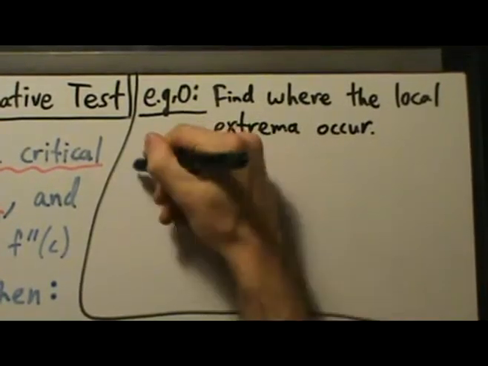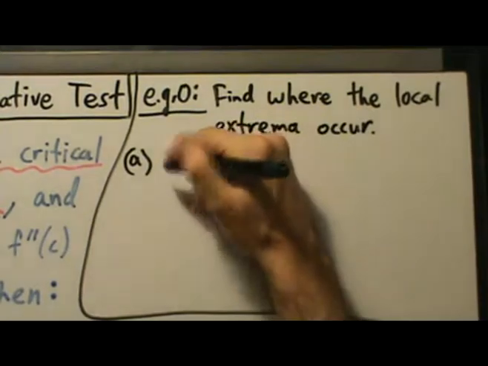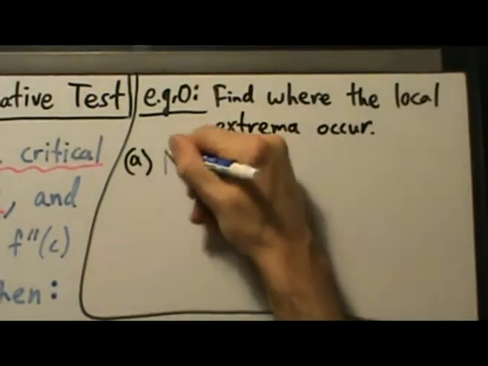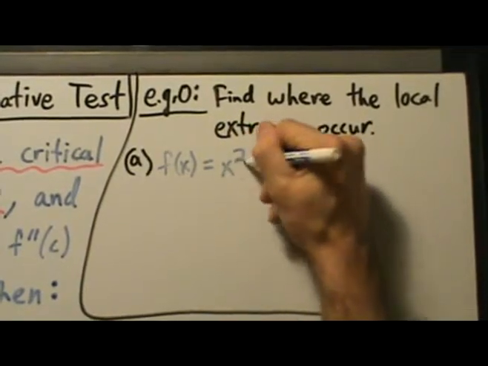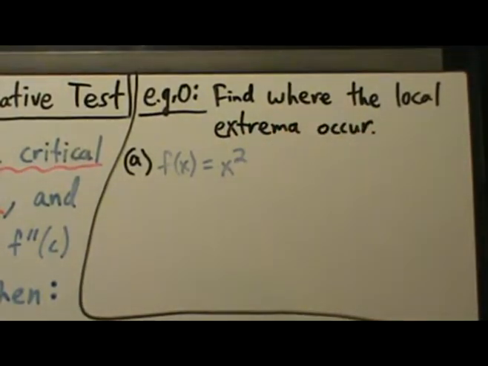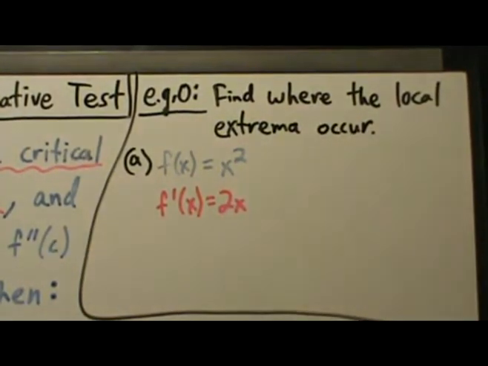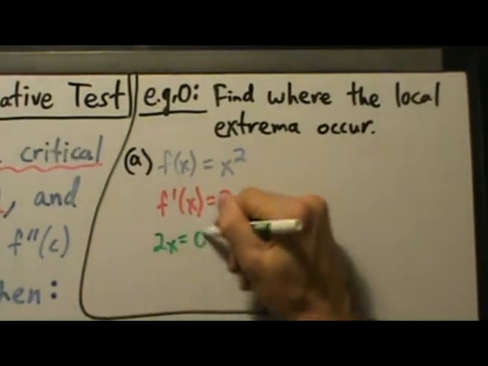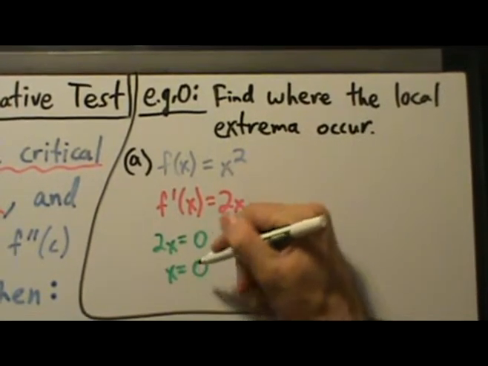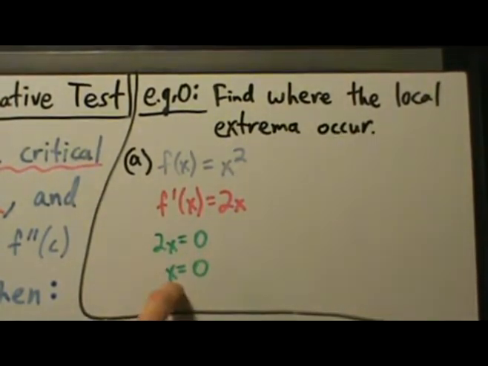So let's say part A, we have f of x equals x squared. Whether we're doing the first or the second derivative test, the first thing we want to do is take a derivative. So what is f prime of x? F prime of x is 2x, right? Now we want to find the critical points. To find the critical points, we set this equal to 0. So 2x equals 0. What does that mean? That means x has to be 0. So this is our only critical point, x equals 0.